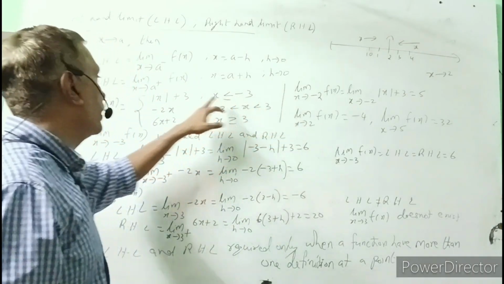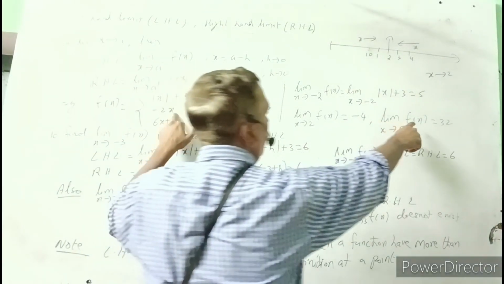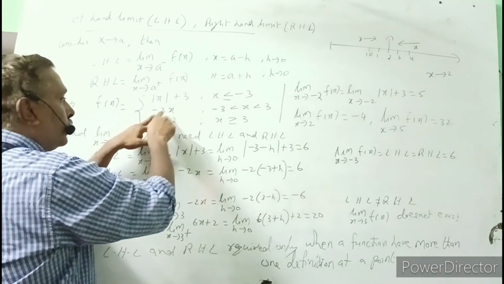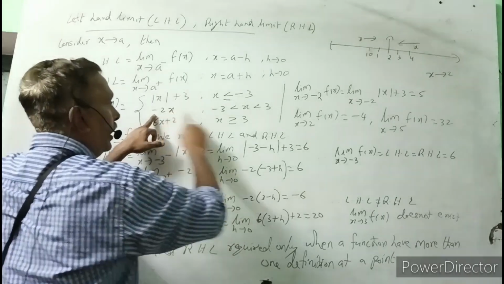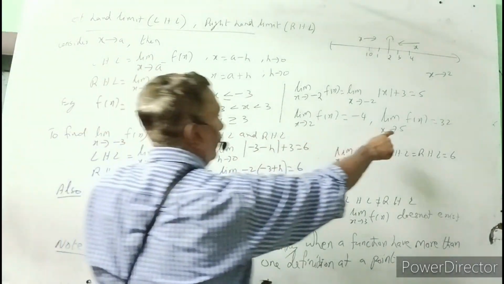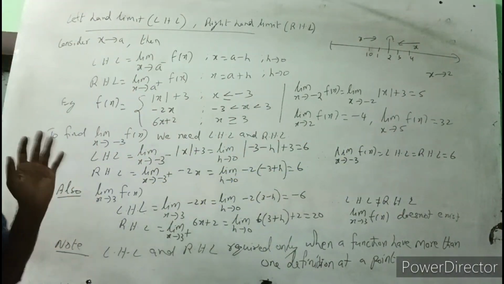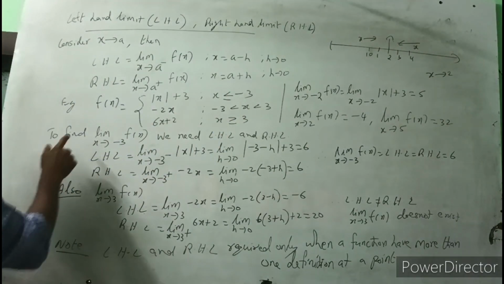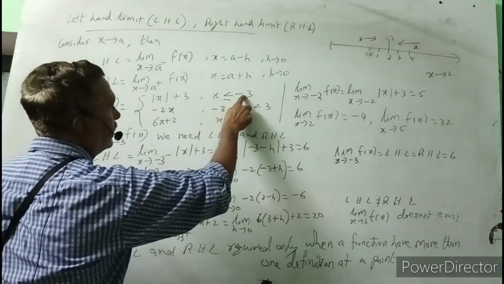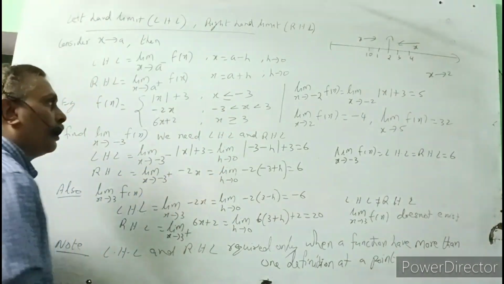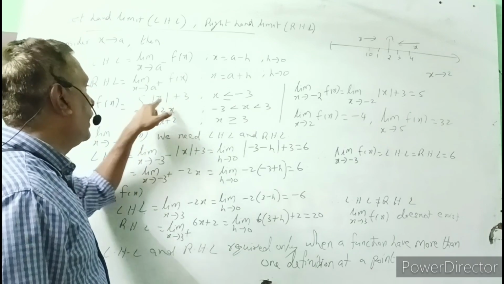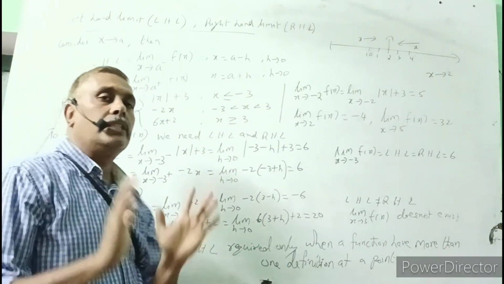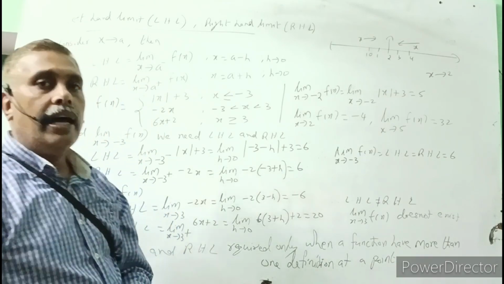Similarly, x tends to 2 is coming in between, so I use x as 2 directly here. So minus 2 into 2, that is minus 4. Similarly, for the last part I use 5, so 13. But the problem arises when you are going to find the limit as x tends to minus 3. This minus 3 is written here also, minus 3 is written here also. The left side of minus 3 is here, but the right side of minus 3 is in another part. So in such cases you require LHL and RHL.